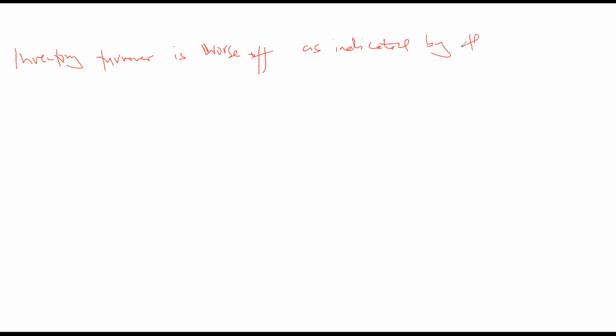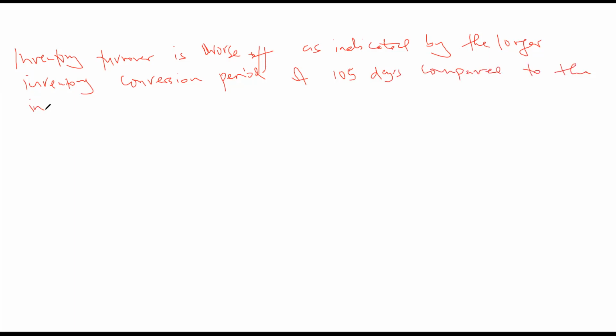As indicated by the longer inventory conversion period of 105 days, compared to the industry of 65 days. And this is expected if the company is in a trading situation. Clear?